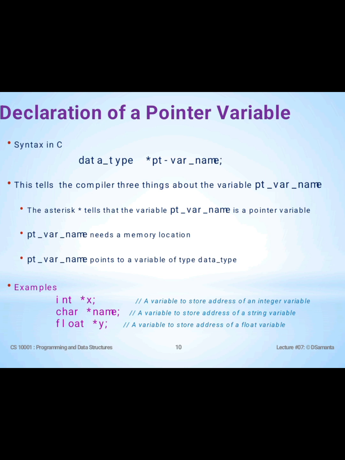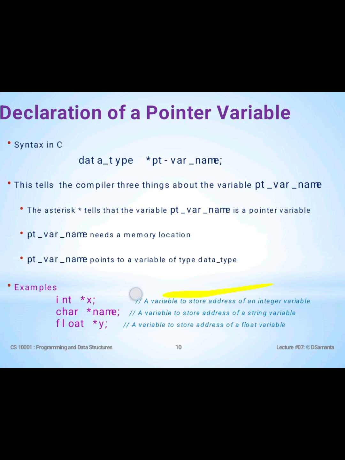int *x; char *name; float *y; int *x is a variable to store the address of an integer variable. char *name is a variable to store the address of a string variable. float *y is a variable to store the address of a float variable.